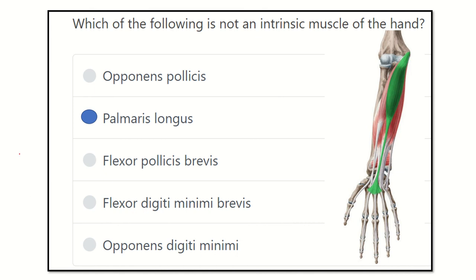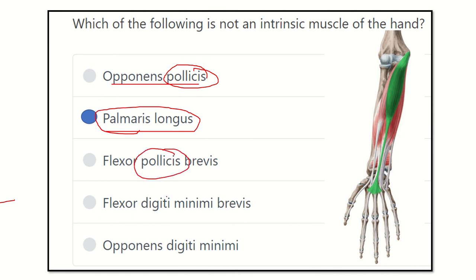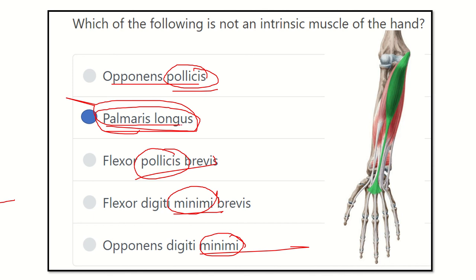So finally our answer is palmaris longus, which is not an intrinsic muscle of the hand. And for the other muscles, opponens pollicis: pollicis means thumb. Another pollicis, thumb. Digiti minimi is the hypothenar group. Another minimi, hypothenar group. So the minimi group is hypothenar, the pollicis group is thenar, and palmaris longus is not an intrinsic muscle, but palmaris brevis is an intrinsic muscle. You have to remember.